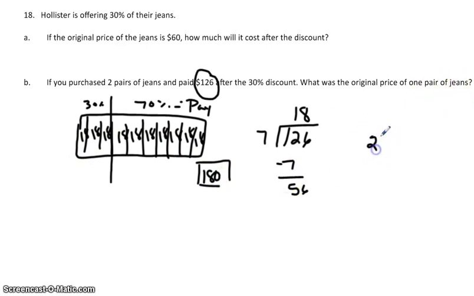If I wanted 1 pair of jeans, I'd have to take 2 into 180, divide by 2 to get 1 pair, which makes $90. So it's $90 for a pair of jeans.